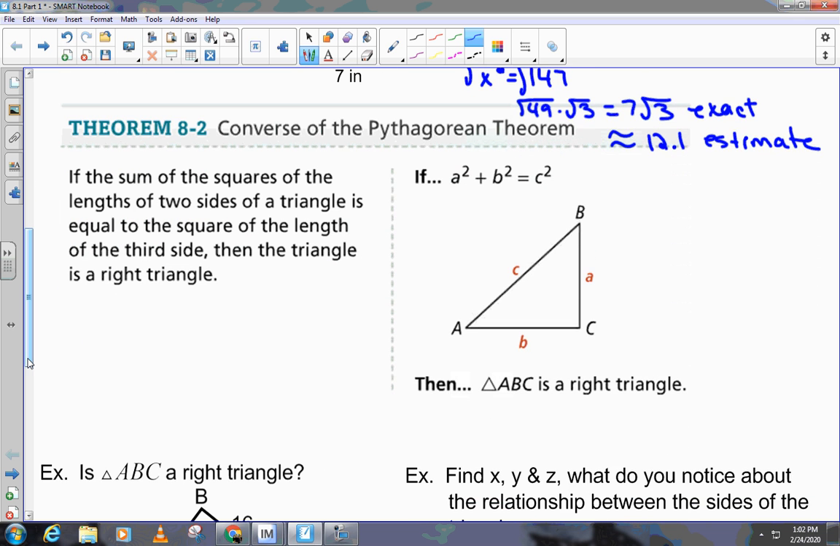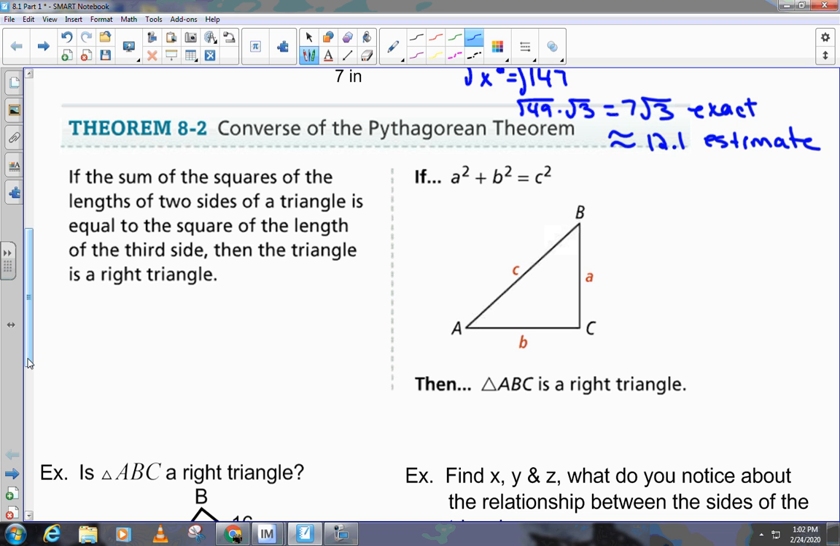now the converse. This is something you might not be as familiar with. This is what we use when we want to determine if a triangle is a right triangle. If the numbers that make your triangle satisfy the Pythagorean theorem, then you know that it's a right triangle. Now, you always need to make sure that it's a triangle first, though.